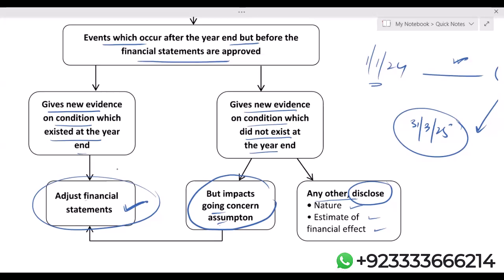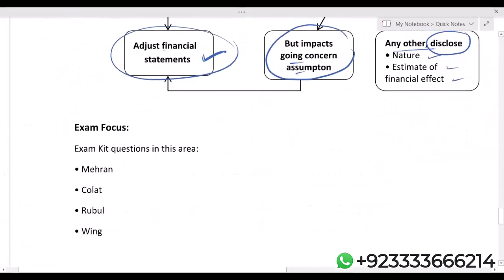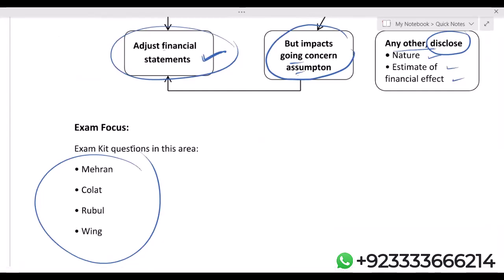So you need to check one thing. If an event is a non-adjusting event, if material, you have to disclose, but the event itself was a non-adjusting event, but the impact is so significant that the going concern assumption is not valid, then it becomes an adjusting event. So these are the questions in which the examiner has tested IAS 37 and IAS 10. And I believe almost all the questions you will find in our practice videos if you are watching.